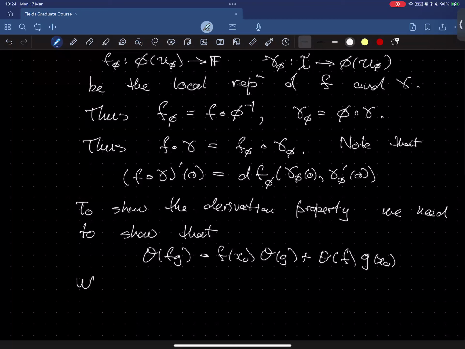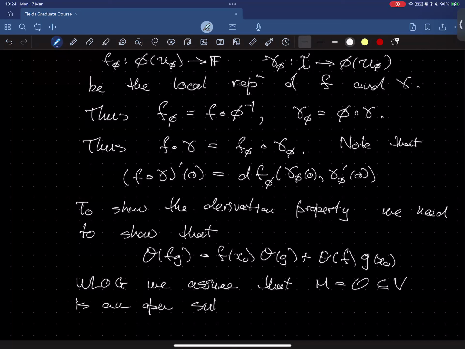So without loss of generality, we assume that M is O, an open subset of a locally convex space V.